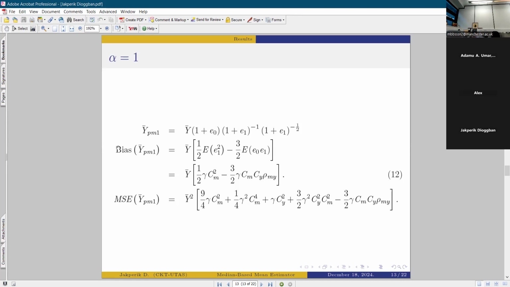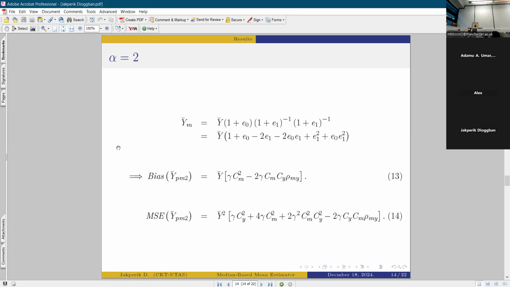And for alpha equal 1, we obtain the bias as given in equation 12, followed immediately by its mean square error. Then for alpha equal 2, using the same analogy, we obtain the bias of the estimator as given in equation 13, while that of the mean square error is given in equation 14.